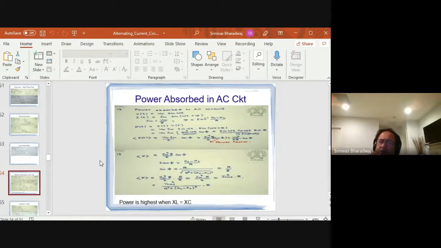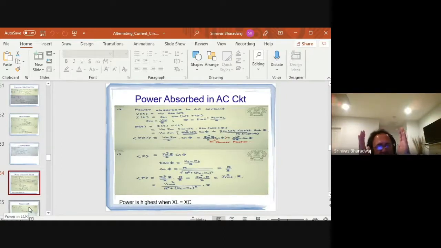Now, what happens to power? Okay, so power in this kind of an AC circuit, right? The power is highest when XL equals XC. Now, what happens when XL equals XC? The tan of the angle phi also goes to 0, and when phi goes to 0, you have the peak power. Okay, so maximum power is absorbed at that point.